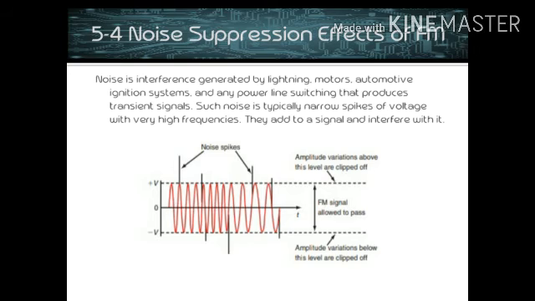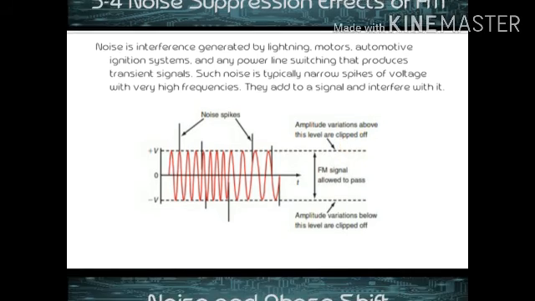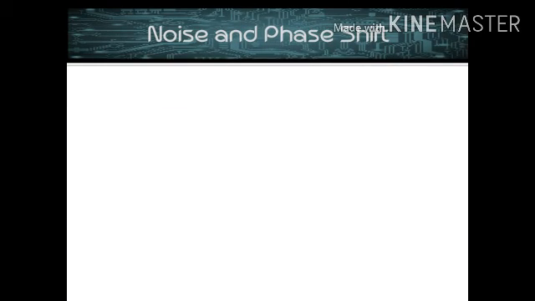FM signals, however, have a constant modulated carrier amplitude, and FM receivers contain limiter circuits that deliberately restrict the amplitude of the received signal. This does not affect the information content of the FM signal.